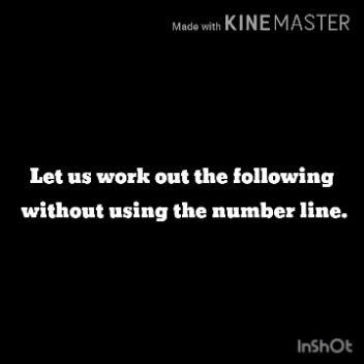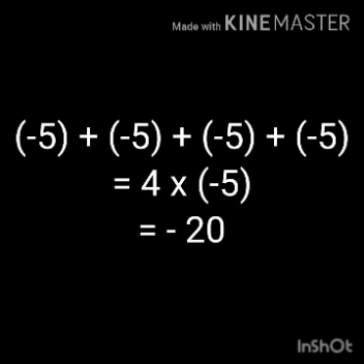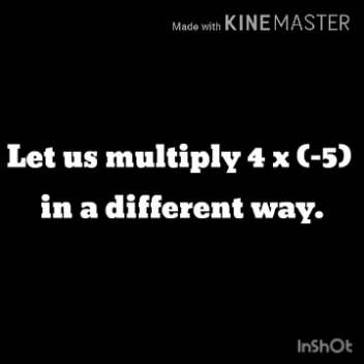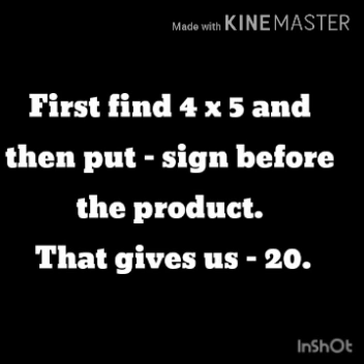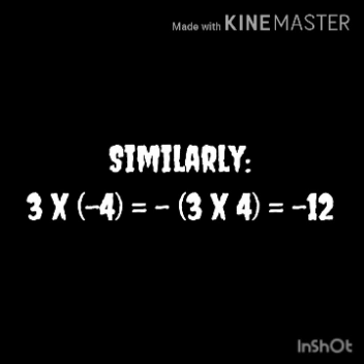Let us work out the following without using the number line. Minus 5 plus minus 5 plus minus 5 plus minus 5 is equal to 4 into minus 5, which is equal to minus 20. Let us multiply 4 into minus 5 in a different way. First find 4 into 5 and then put minus sign before the product. That gives us minus 20. Similarly, 3 into minus 4 is equal to minus in bracket 3 into 4, which is equal to minus 12.